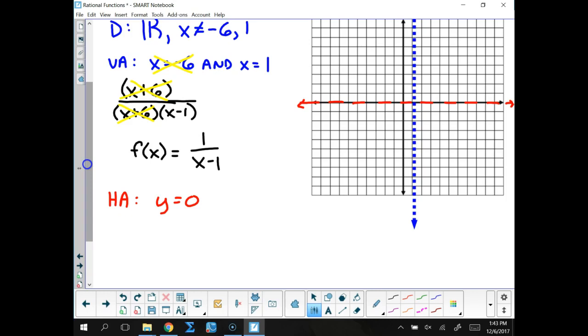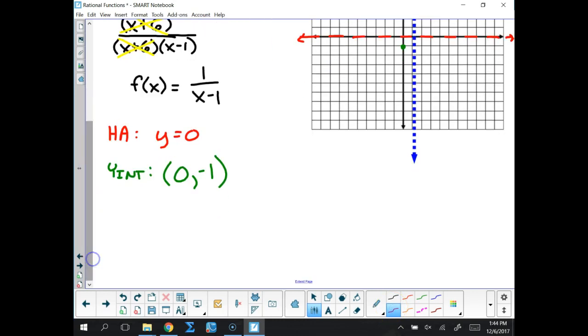Okay. Next, what's my y-intercept? If I plug 0 in there, I get 0, comma, -1. 1 divided by -1 is -1. Okay. X-intercept. None, right? Because 1 can't equal 0.